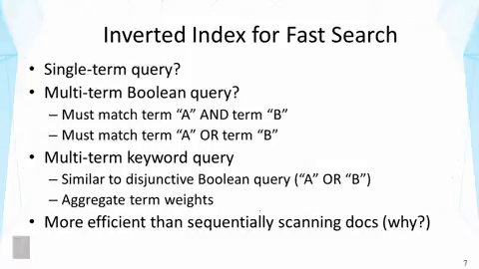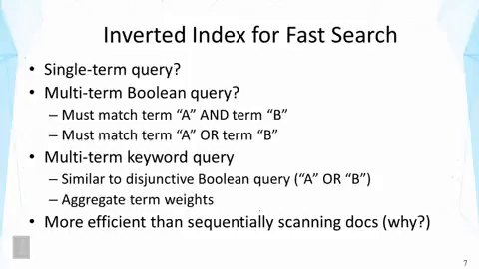Now, how can we answer such a query by using inverted index? Well, if you think a bit about it, it will be obvious, because we can simply fetch all the documents that match term A and also fetch all the documents that match term B, and then just take the intersection to answer a query like A and B, or to take the union to answer the query A or B. So this is all very easy to answer. It's going to be very quick.